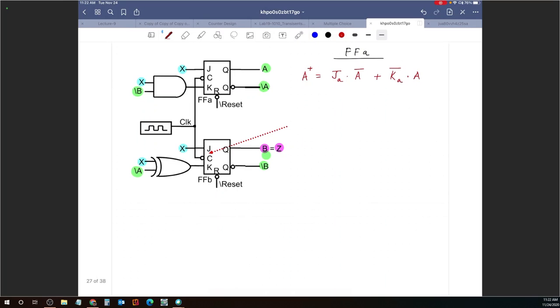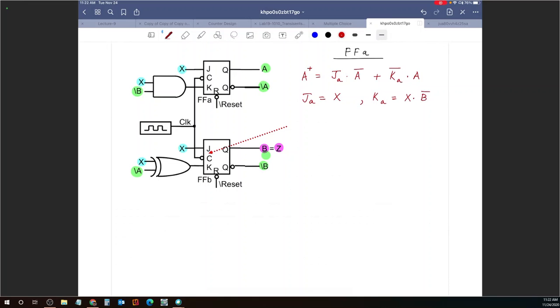Now let us do this. What is JA? Like Ian said, it is directly connected to the input X. What about KA? What is that? X and B complement. Wonderful.